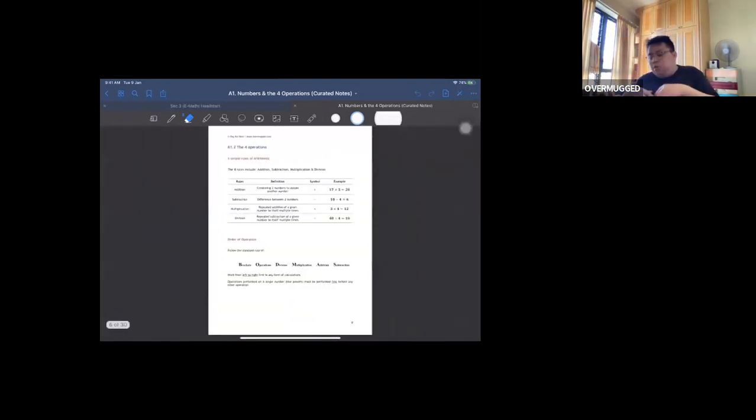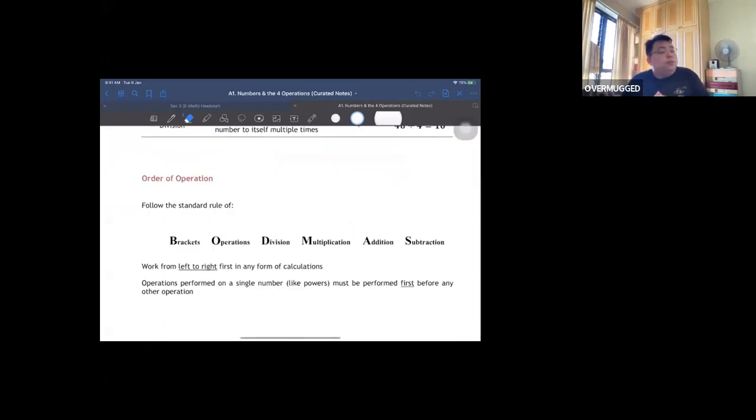Next, the four operations. I think if everyone's in secondary school, everyone already knows plus, minus, times, divide. So nothing too much that I want to talk about. Just remember the order of operations, BODMAS if you're using this rule. So brackets, operations, division, multiplication, addition, and subtraction.